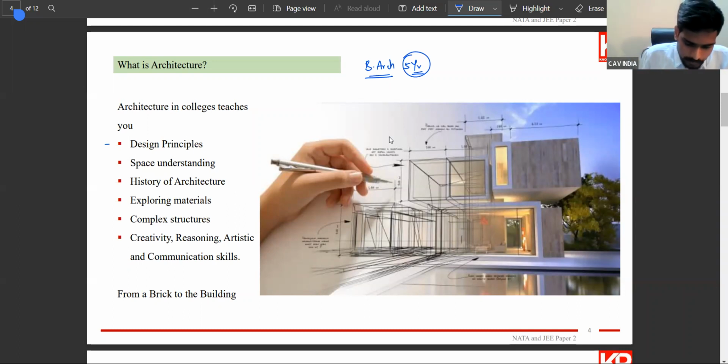So I'm telling you about the topics which are covered in the colleges in the B.Arch. It would include design principles. Design principles basically explain to you points to be remembered while designing something, how to make something beautiful, how to get something of aesthetically superior quality. So those are design principles.